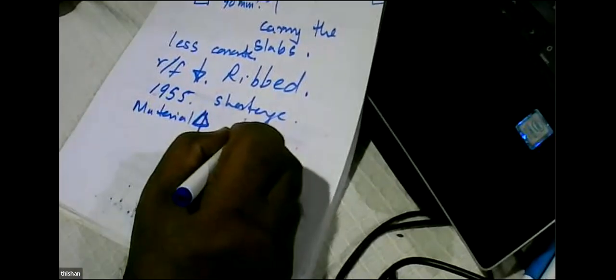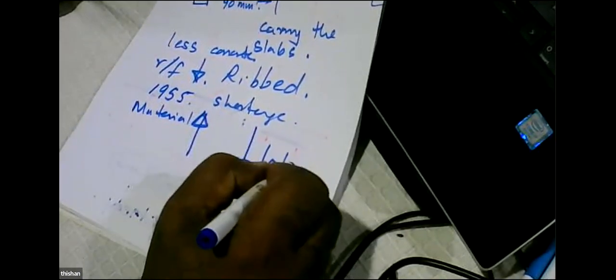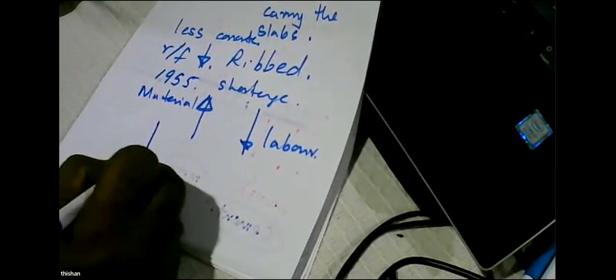And people started manufacturing steel in larger quantities. And then earlier, material was scarce and expensive. Labor was plenty. It was cheaper. Gradually, material costs started coming down. Labor costs started going up.